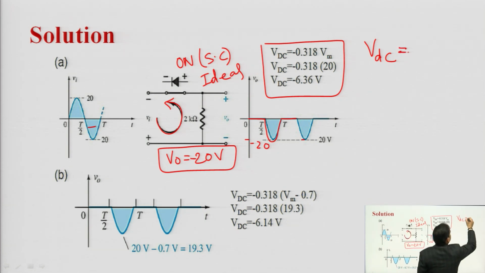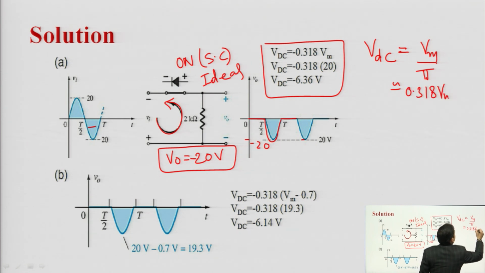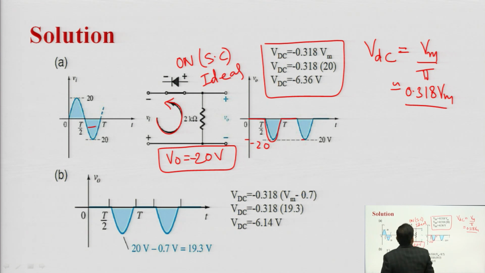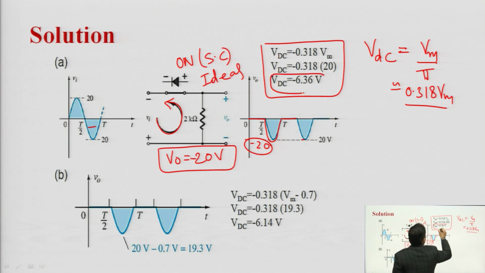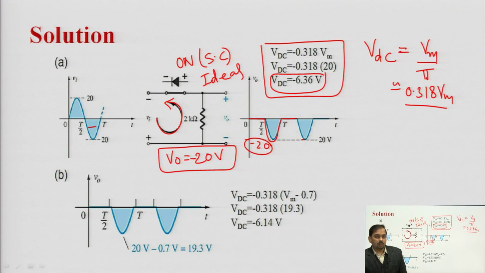So VDC is nothing but Vm by pi, which is nearly equal to 0.318 times Vm, and Vm is minus 20 volt. If we replace Vm equals to minus 20 volt, we receive this DC voltage as minus 6.36 volt. So this is the calculation when the diode is ideal.